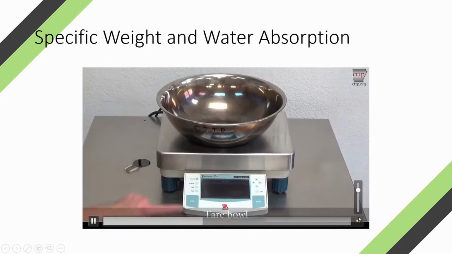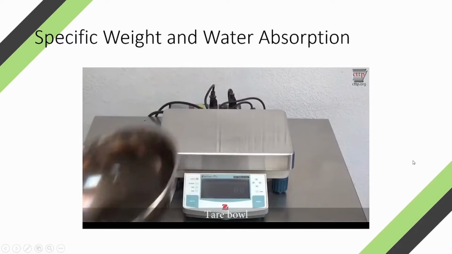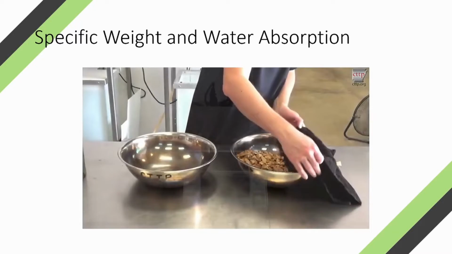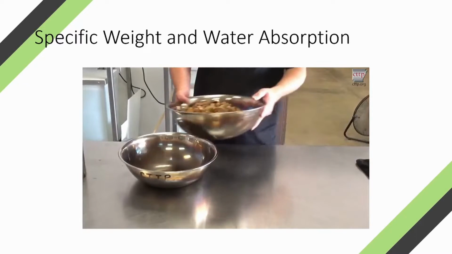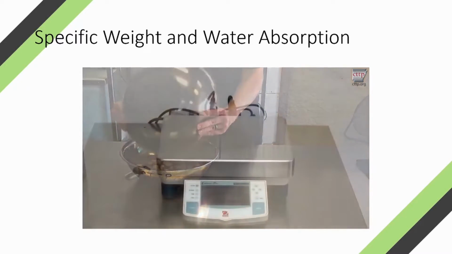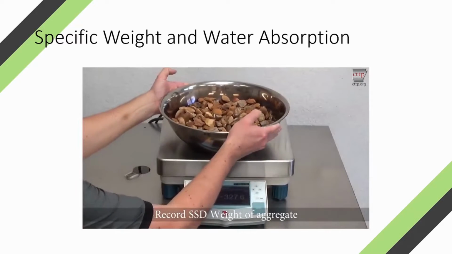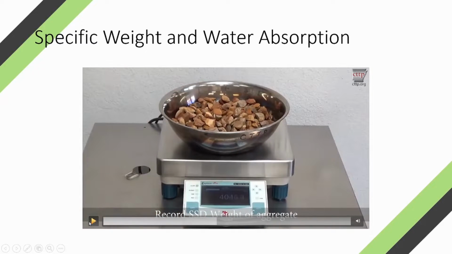Tare a bowl on the scale. Transfer aggregate to the tared bowl and record the SSD weight of aggregate. So, sa pag-record niya ng weight na to, naka-zero itong weighing scale kapag nandito yung container na to. So, yung makukuha mo na lang na weight dito is yung weight ng ating sample. So, hindi na included yung weight ng container na ito.